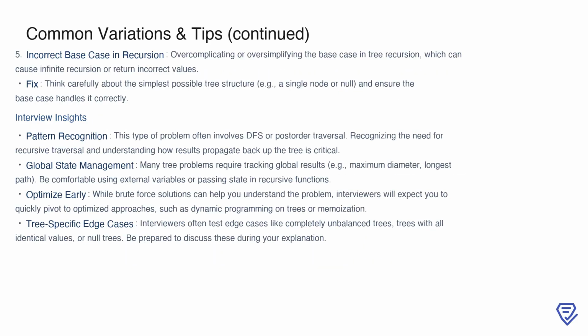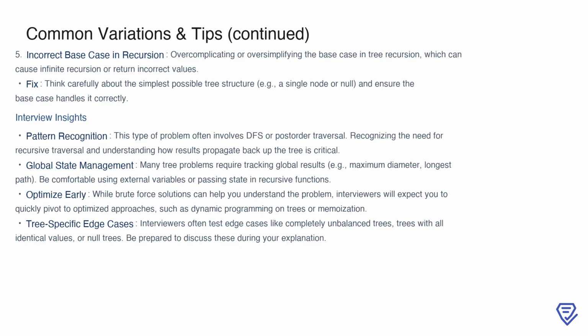Another common mistake is misdefining the base case in recursive solutions. Overcomplicating or oversimplifying this can lead to infinite recursion or incorrect outputs. To avoid this, consider the simplest scenarios, such as a single node or a null tree, and make sure the base case handles them properly.